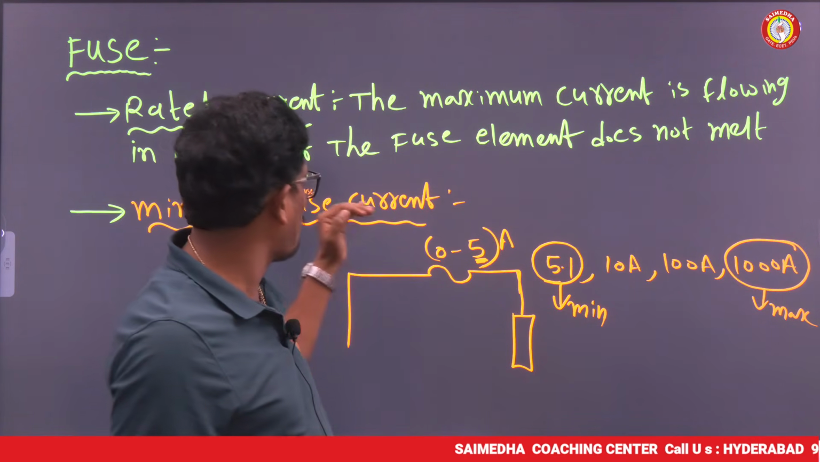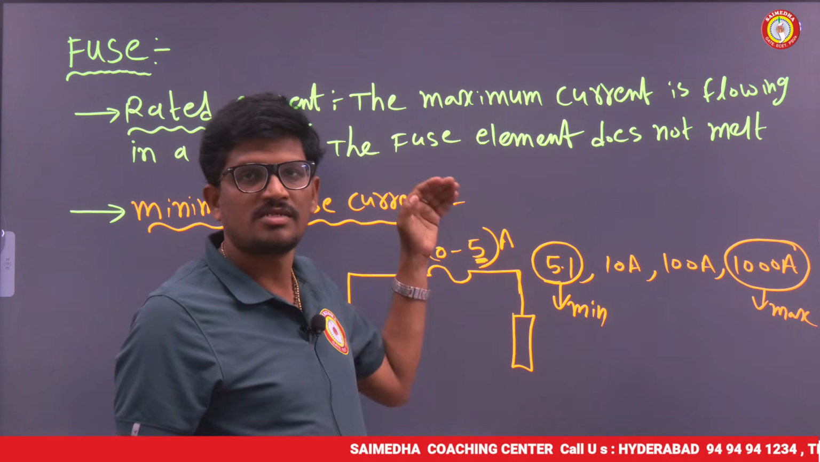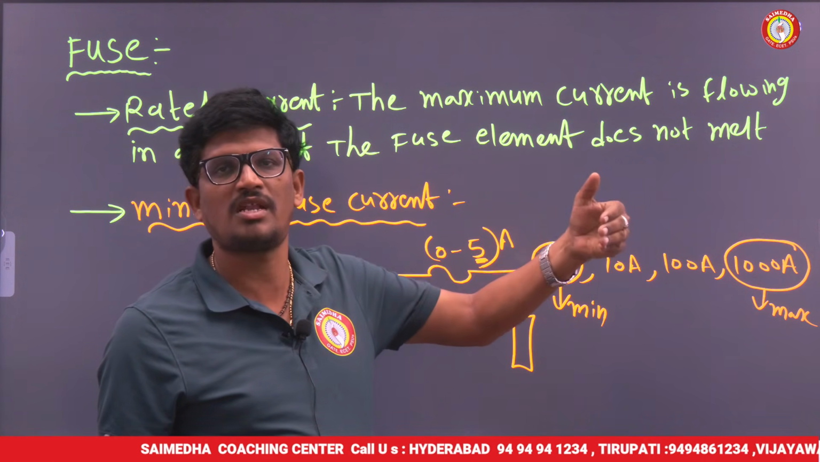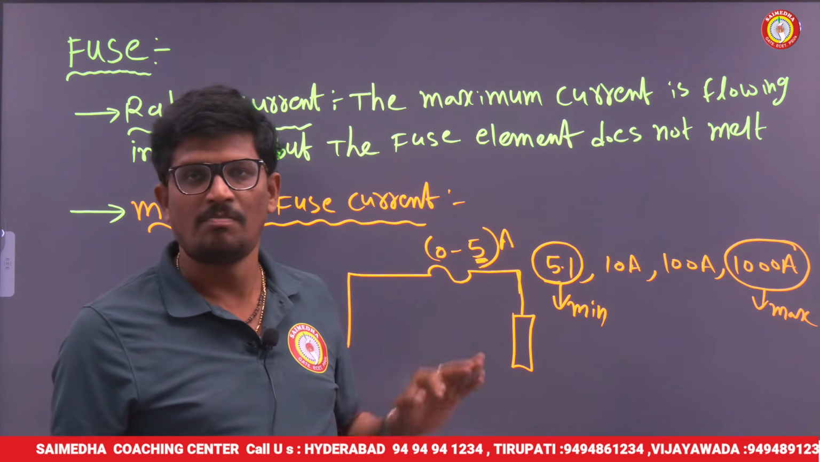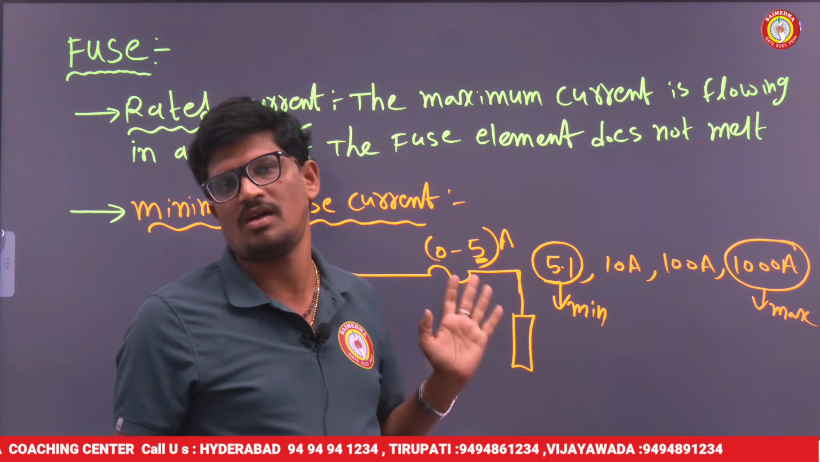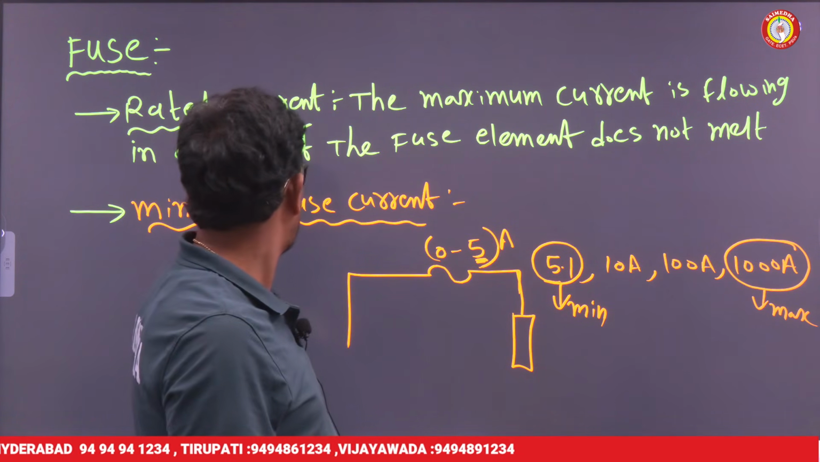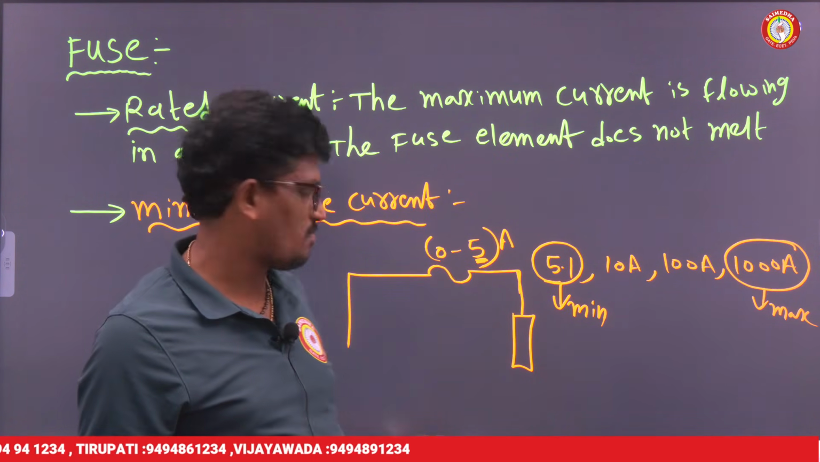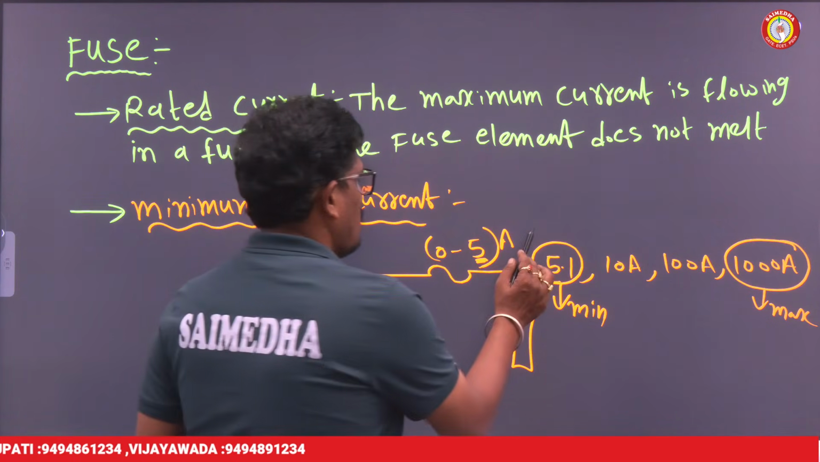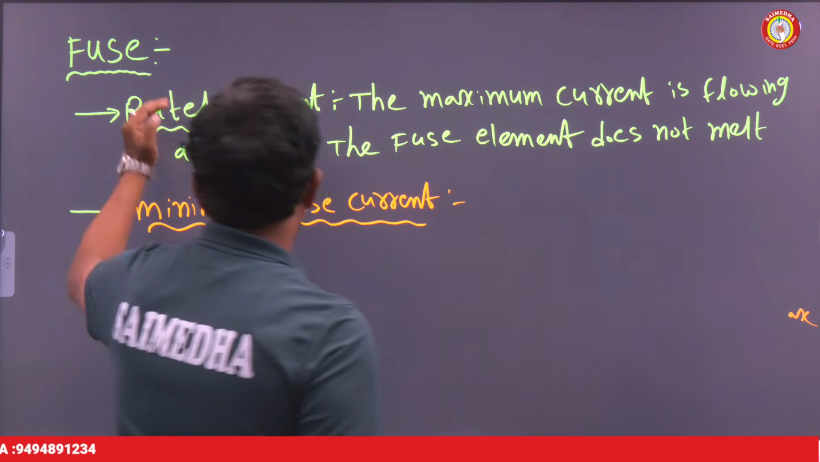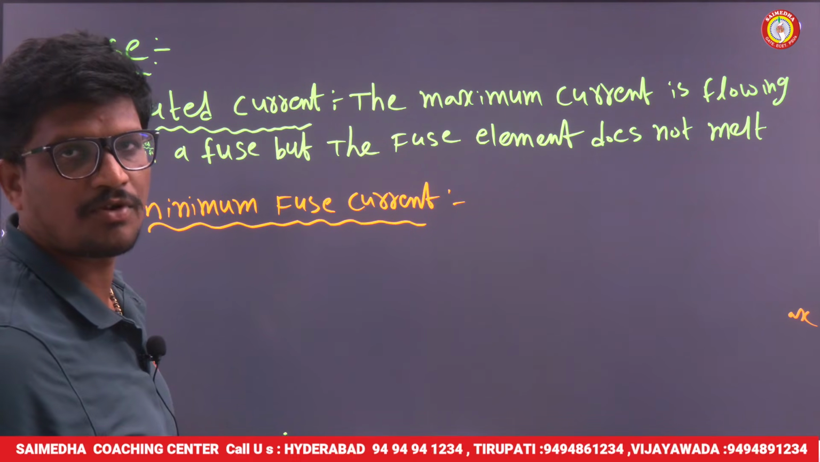ఓకే, ఇప్పుడు మనం ఫ్యూజ్ కరెంట్ అంటే ఏమిటి? మినిమం కరెంట్ ఫ్యూజ్ ఎలిమెంట్ లోకి ఎంటర్ అయినప్పుడు ఫ్యూజ్ ఎలిమెంట్ డ్యామేజ్ అవుతుంది. మినిమం ఫాల్ట్ కరెంట్ ఎంటర్ అయినా కూడా ఫ్యూజ్ ఎలిమెంట్ మెల్ట్ అయిపోతే దాన్ని మినిమం ఫ్యూజ్ కరెంట్గా మనం తీసుకోవాలి. ఓకే, I hope everyone understands the difference between rated current and minimum fuse current.